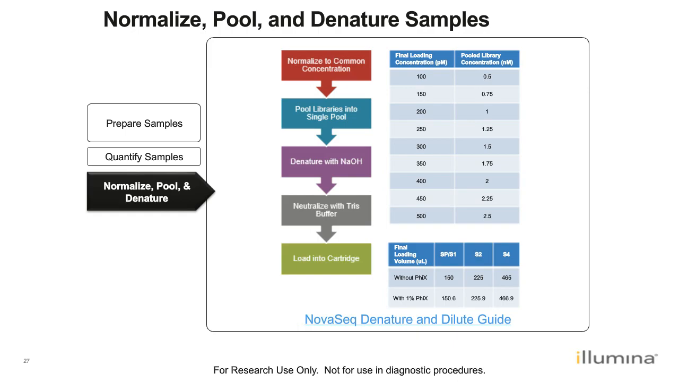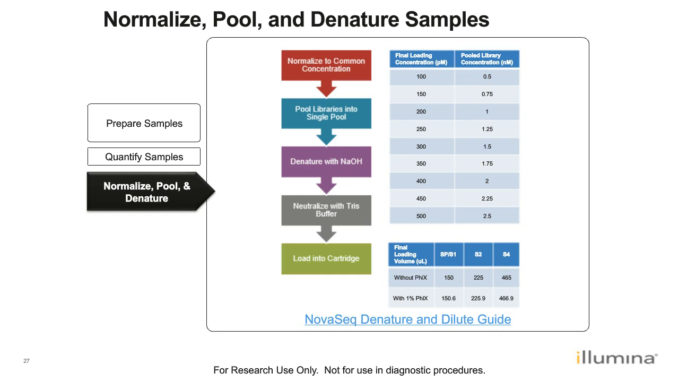So before pooling our libraries, we should first consider how much library we want to load onto the flow cell. Just a little bit backwards compared to previous platforms, but if you're familiar with the HiSeq 4000 or X, it'll be similar to that with those patterned flow cell systems. But the library input amount for these flow cells is comparatively higher due to the sheer size of the NovaSeq flow cells. We don't want to run out of sample after pooling.